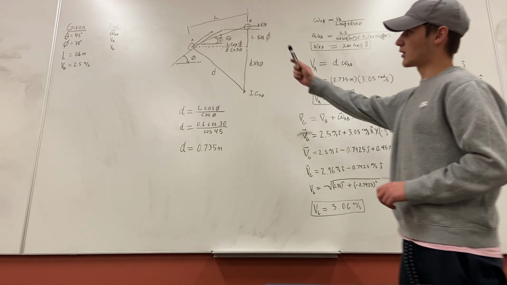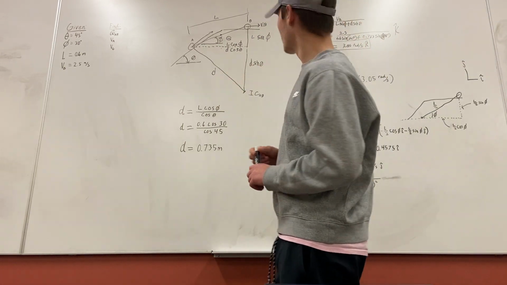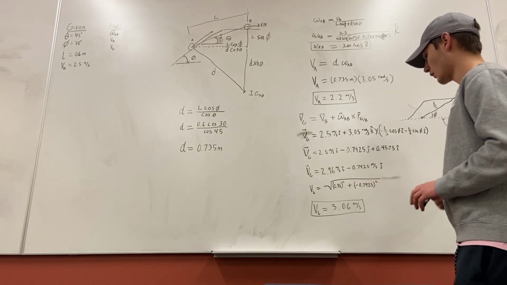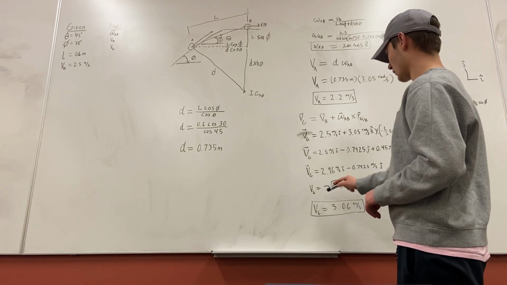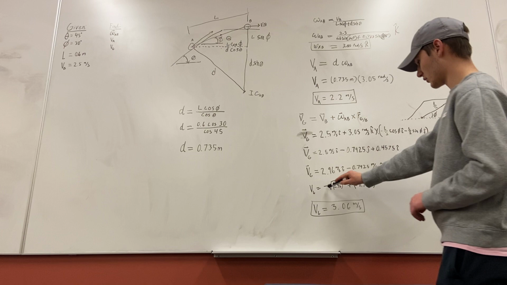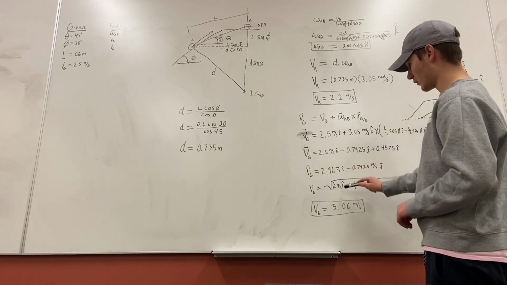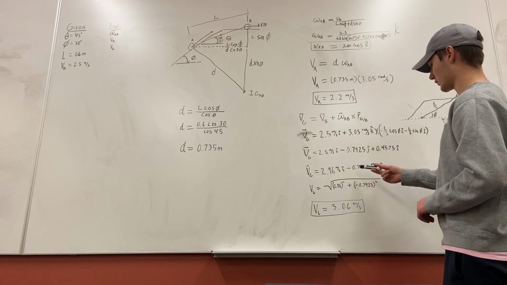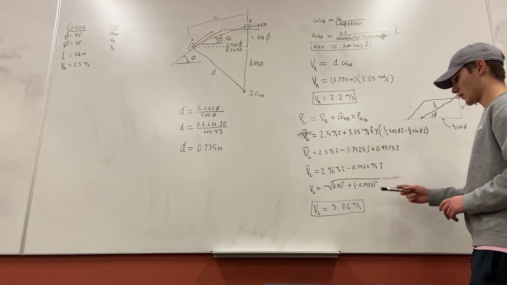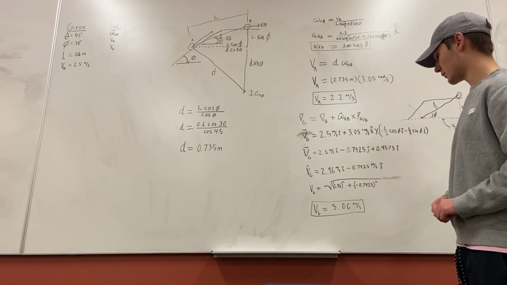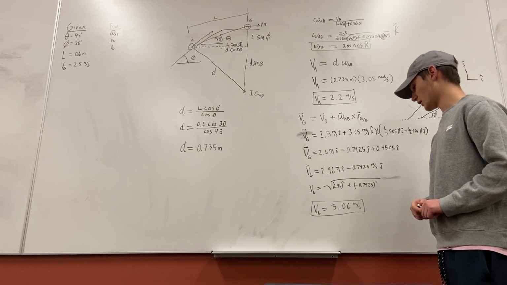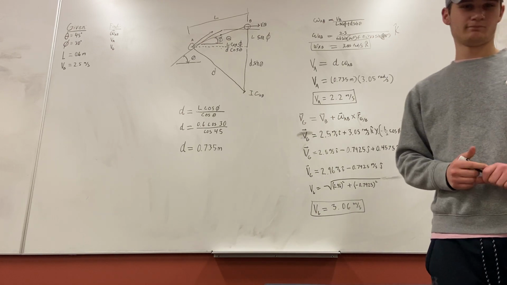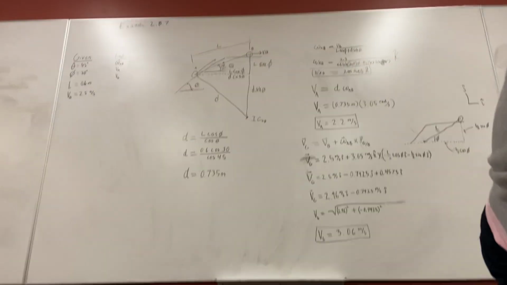And then because we are trying to find the speed of VG and not the vector, we would take the magnitude of that. So we would do the square root of the I hat value squared plus the J hat value squared. And so VG, the speed, would come out to be 3.06 meters per second. I think that does it.